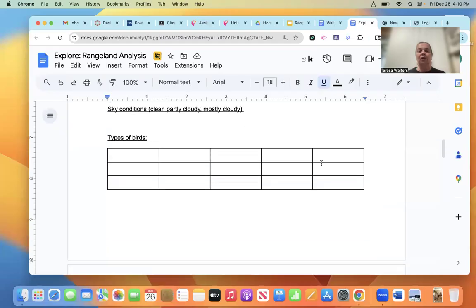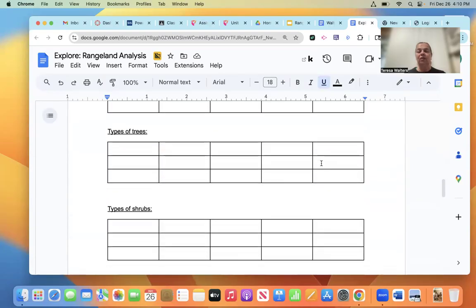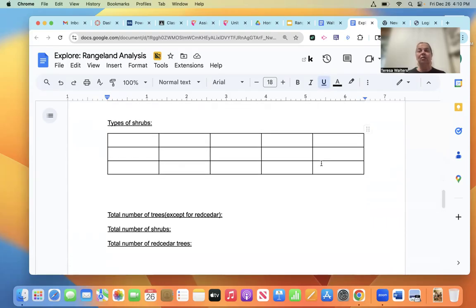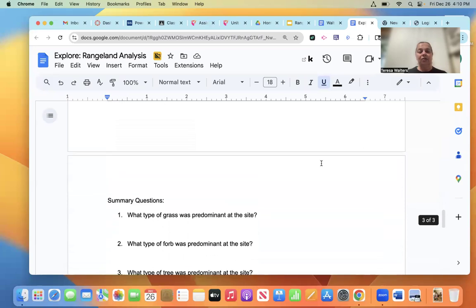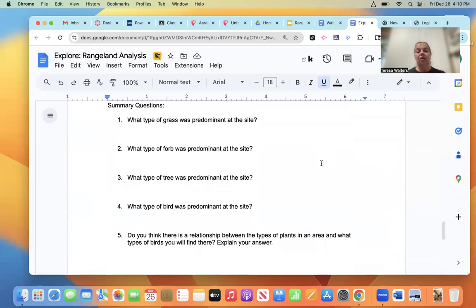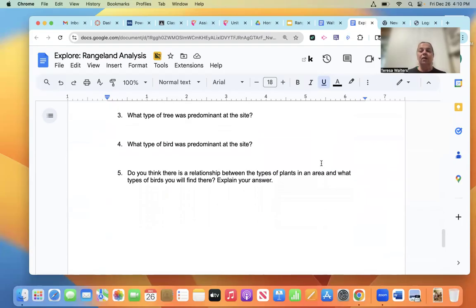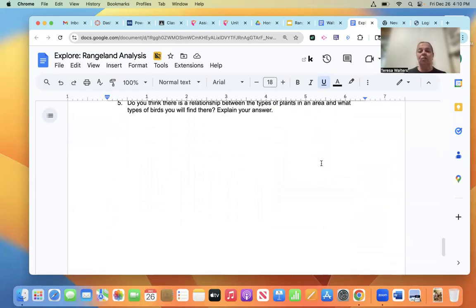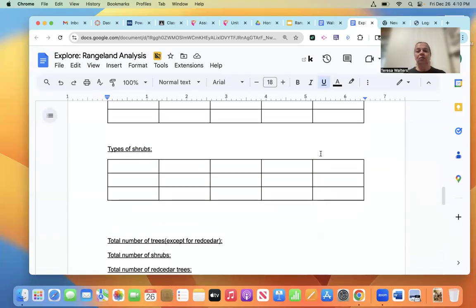So here's a sample of the data tables we used that they filled in. And then we have again the total number. Up here we have the different types, like this is an elm tree or whatever. They listed those. Then we talked about what was the predominant grass, the predominant forb, predominant tree, predominant bird if we saw any. And then do we see any relationship between the plants and what types of birds that you found there? Okay, let me go back here.